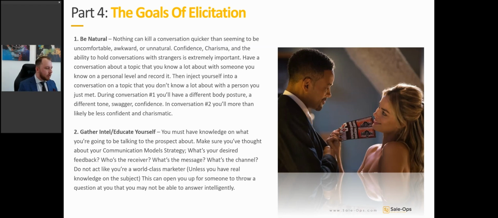You must have knowledge on what you're going to be talking to a prospect about. Don't be the individual giving unqualified advice on a subject that they're not qualified to give advice on. You have to make sure that you understand what you're talking about. Make sure that you've thought about your communication models from the last video. What's your desired feedback? Who's the receiver? What's the message? What's the channel? And do not act like something you are not unless you have real alchemy in that particular subject.